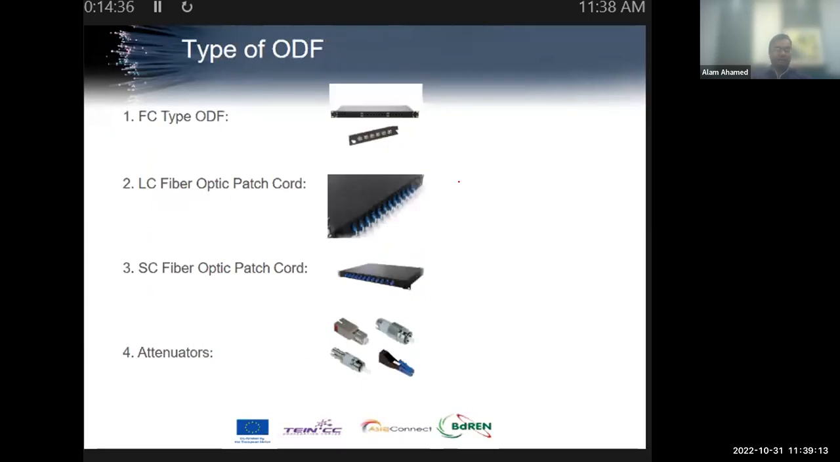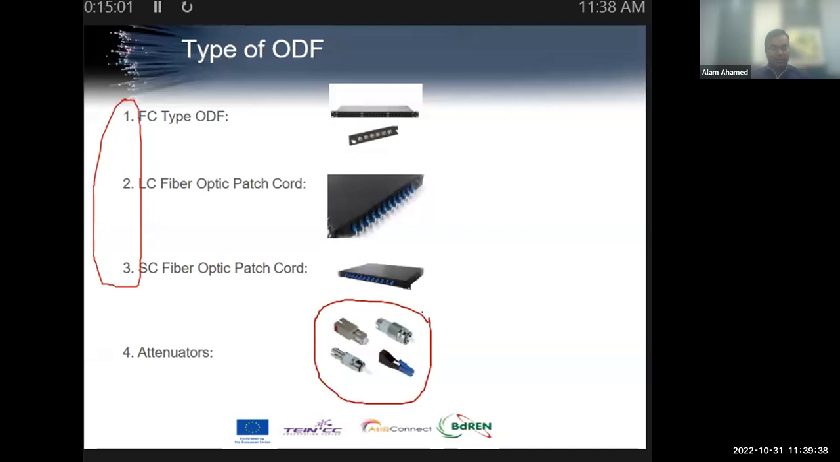This is the type of ODF. The first one is the FC type ODF, the second one is the LC type ODF, and the third one is the SC type ODF. Mainly we use three types of ODF in our network. And attenuators are used when the laser power is high; we can use the attenuator for the resistivity.